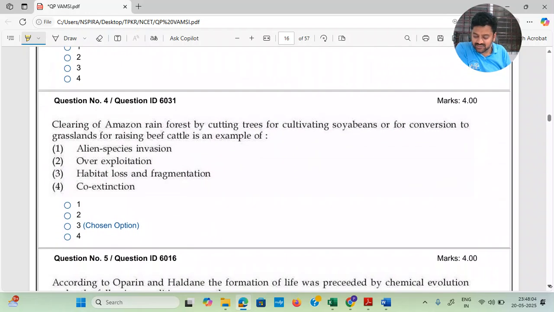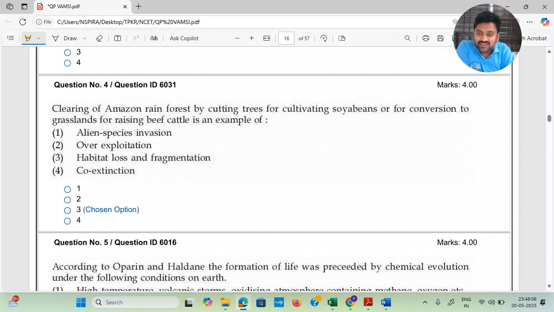Moving to the fourth question. Clearing of Amazon rainforest by cutting trees for cultivating soya beans or for conversion to grasslands for raising beef cattle is an example of. So very clearly given, it is habitat loss and fragmentation.